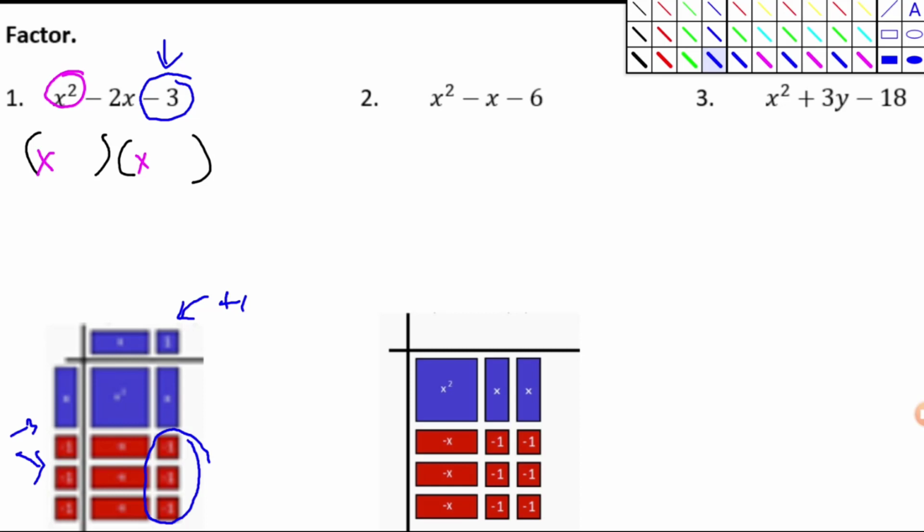So one of them needs to be a positive, one of them needs to be a negative. I usually don't try to figure it out yet, but I just know from the very beginning that one has to be positive, one has to be negative. So let's do the problem like we've been doing.